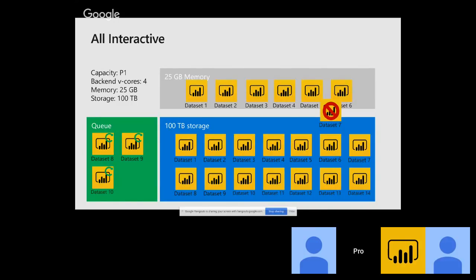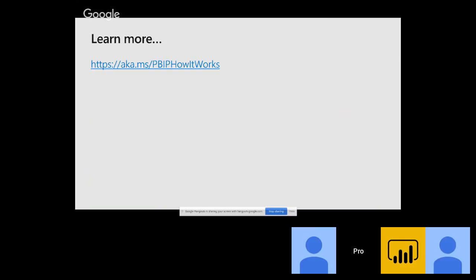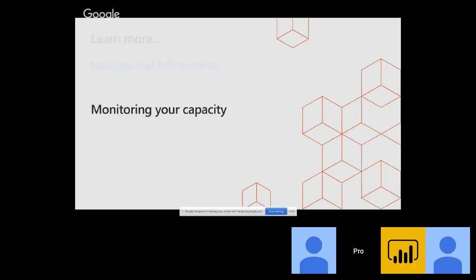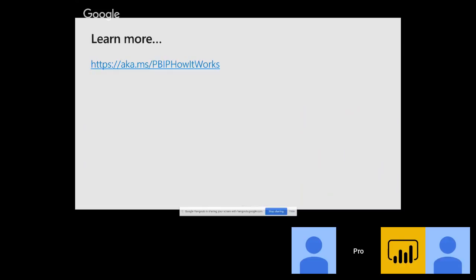And you can monitor when this happens. And if you're seeing this, this is a sign that either you need more capacity or you need some smaller or less intense data sets that are using less memory. But at this point, I'd say you're burning. There might be room for optimizations, but you might want to start considering looking at more capacity. So this is actually documented at aka.ms/PBIP how it works.